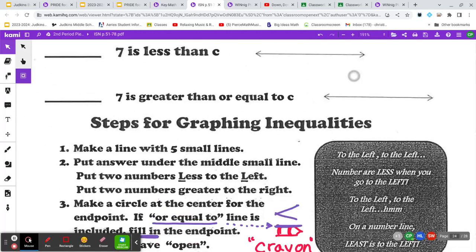Make an L with your left hand, please, and sing along. Ready, go. To the left, stop. Make sure you're using your left hand, not your right hand. It's your hand closest to the door. There you go. Perfect. Okay, go ahead and sing. To the left. Numbers are less when you go to the left. To the left. On a number line, least is to the left. So this is a little song, so you can remember that it's a song. Please put a musical note next to it.